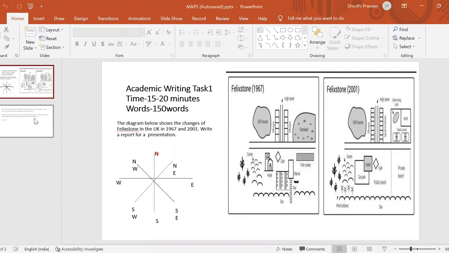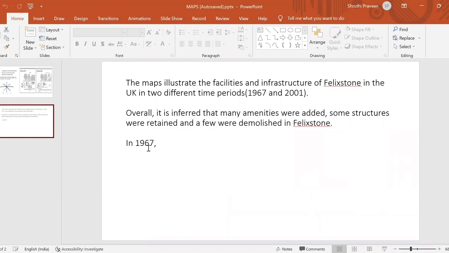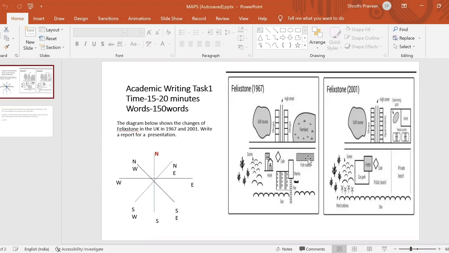So I've already completed the first two paragraphs. Now I have to write what happened in 1967. In 1967, either side of the high street, there were two shops, and to the east was a farmland, right?